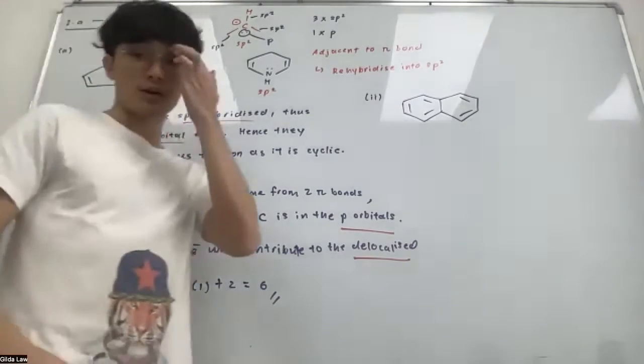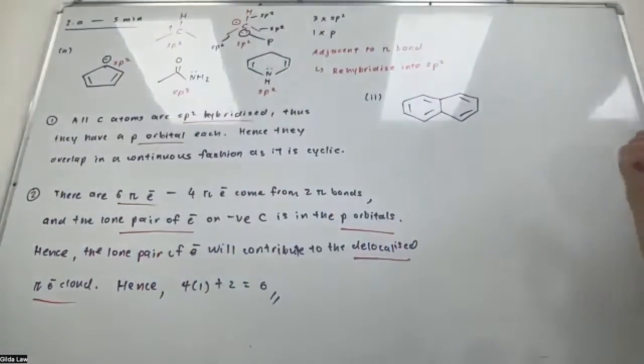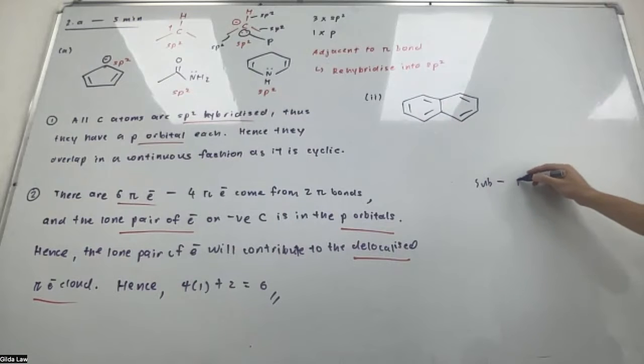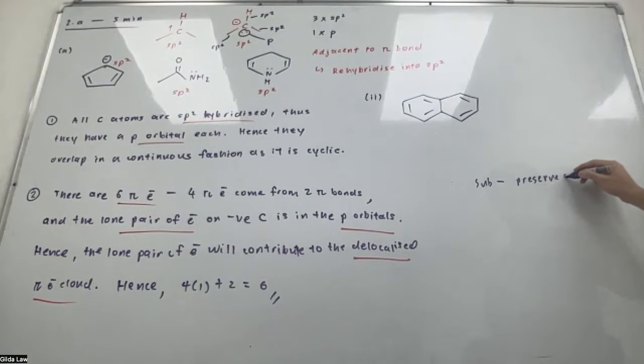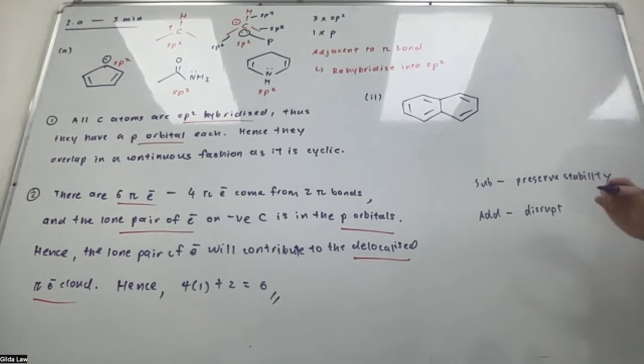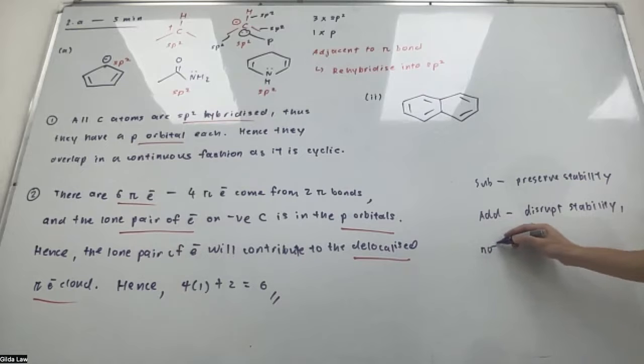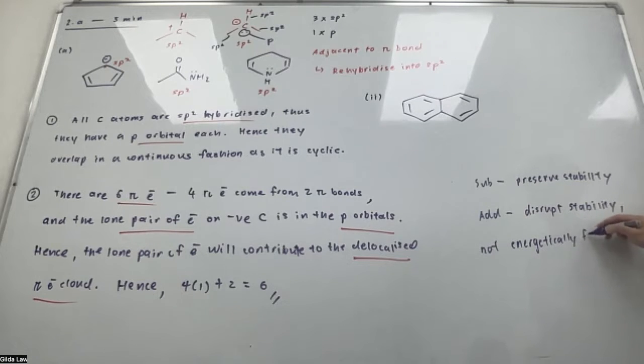Okay, for part 2, they're asking us about your substitution and addition. A lot of you guys will just write this: substitution will preserve stability, addition will disrupt stability. Okay, this is only enough if they're asking for generic aromatic compounds. But this isn't a generic compound. They specifically drew out naphthalene, right? So your standard template answer here is not enough. Okay, you just tell me this is actually not enough.